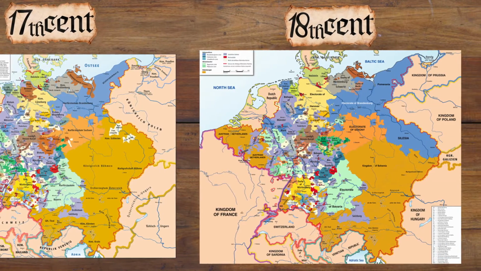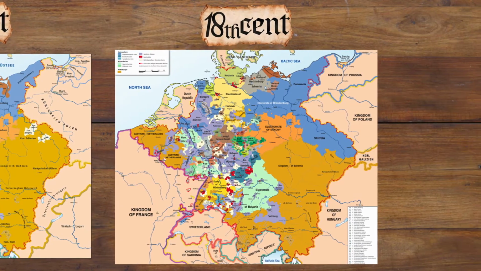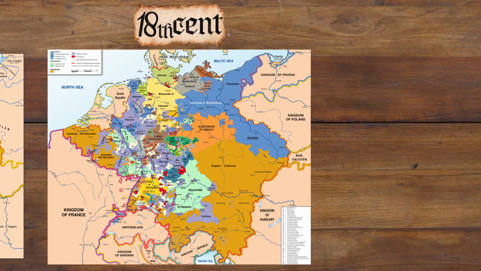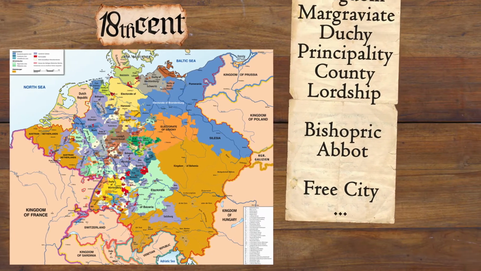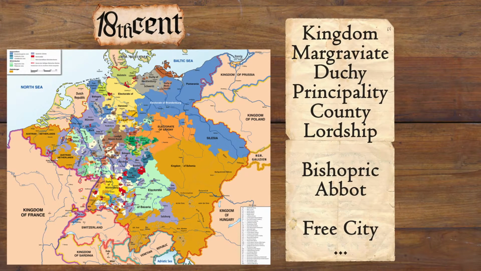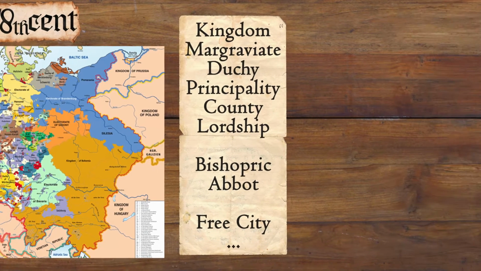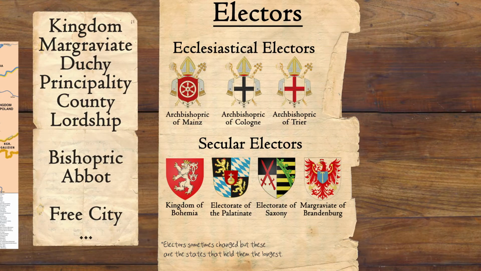There were all types of states part of the HRE, some more powerful and influential than others. You had kingdoms, duchies, principalities, counties, bishoprics, free cities, and so on. Then there were also the electors, which were the states that decided who the next emperor would be, as the position of emperor was technically an elected one, not a hereditary one.